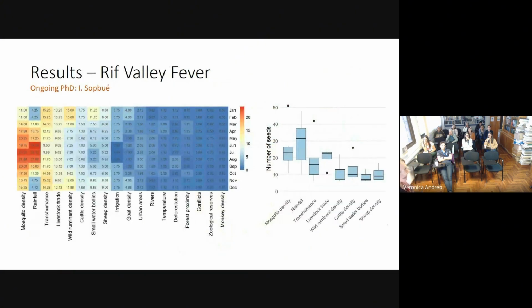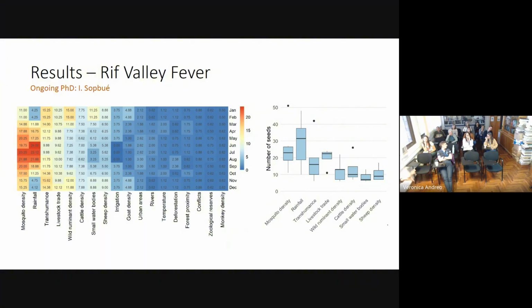But these are the results, only for Rift Valley fever, of the different risk factors identified. You see the first ones are mosquito density, rainfall, transhumance, livestock trade, etc. And then the variation by month. This is extracted from the expert interviews, from counting the seeds. And you see also here the number of seeds assigned to each risk factor: mosquito density, rainfall, etc.